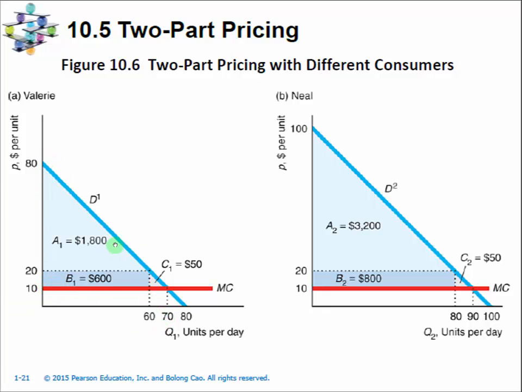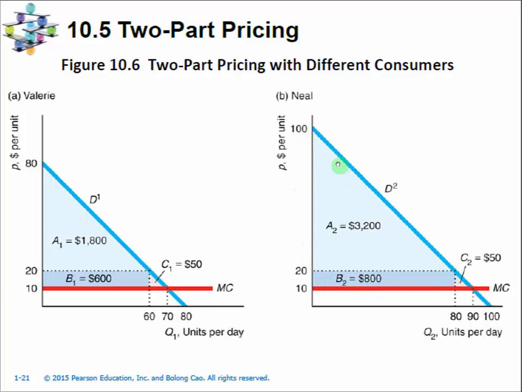by 2, that will be 2450. For Neil, we have 90 times 100 minus 10, the height is 90 again, and 90 times 90 is 8100 divided by 2, the consumer surplus here is 4050.